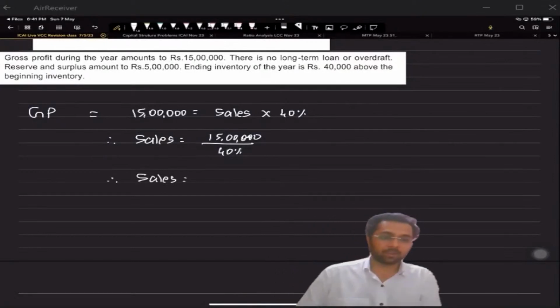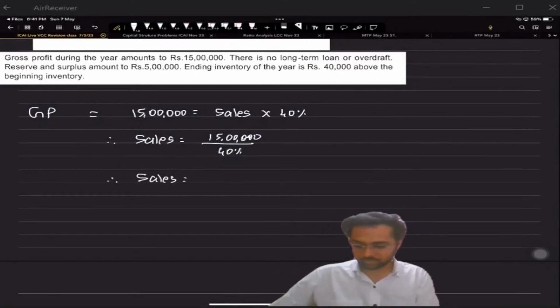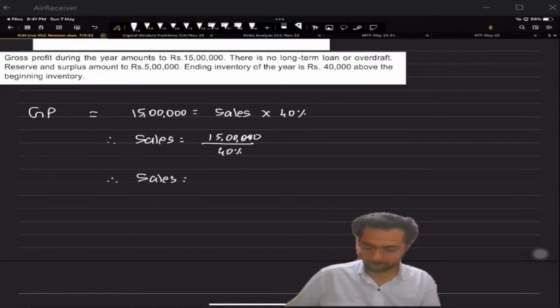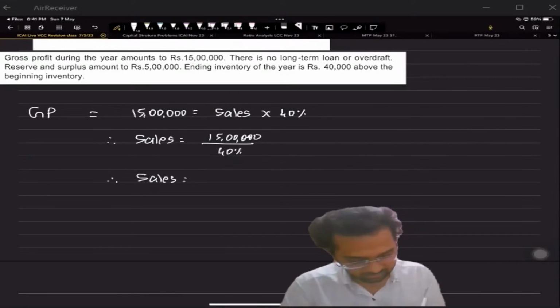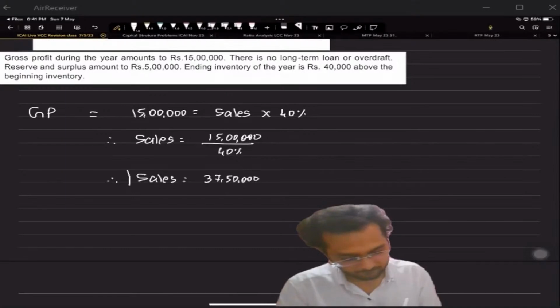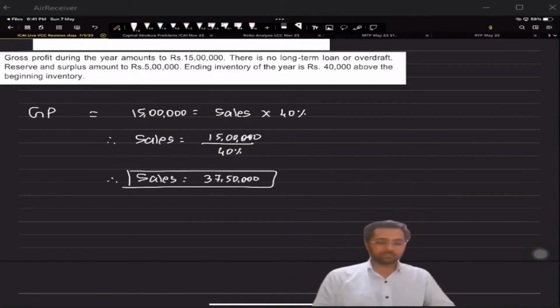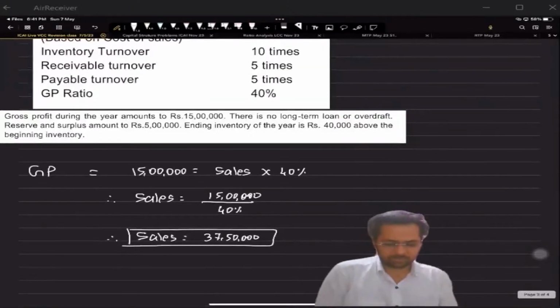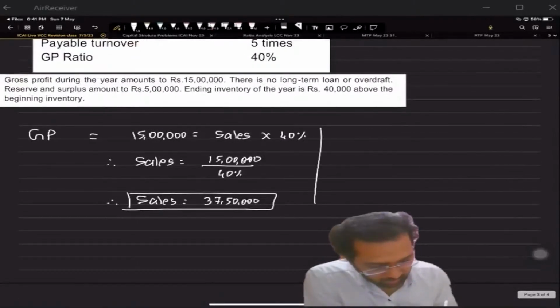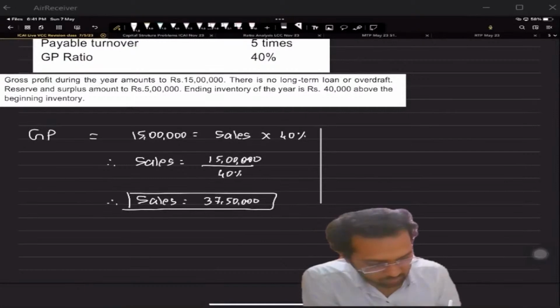So sales is 15 lakh divided by 40%. Should get this as 37 lakh 50,000 as the sales figure. And this is fully credit sales. Now, since we have this sales, we can actually get the COGS also.